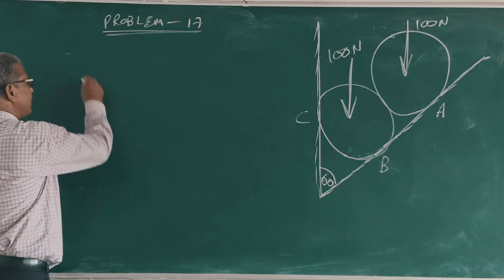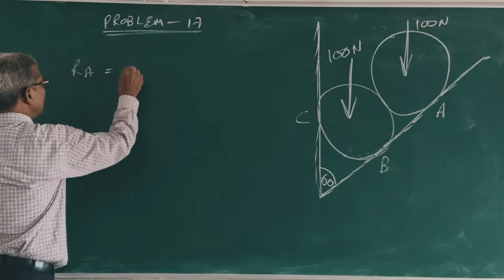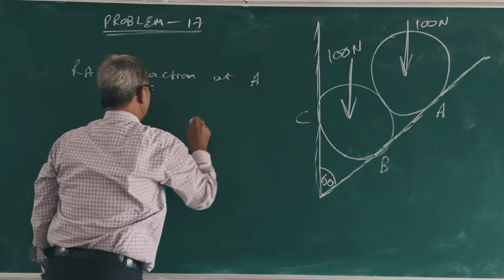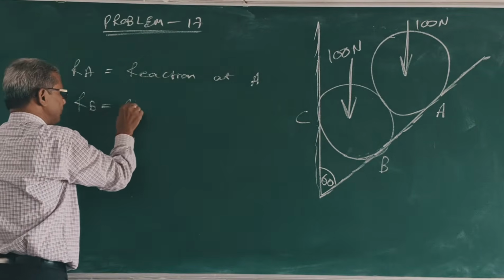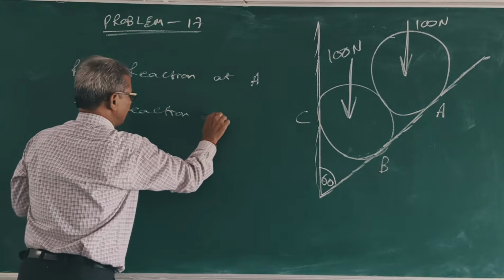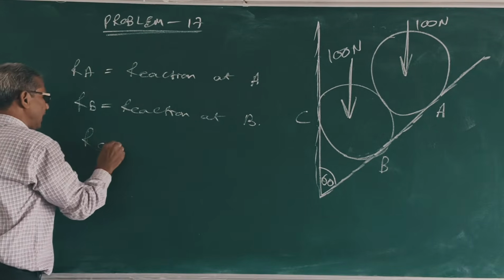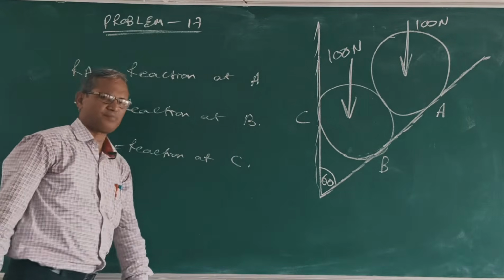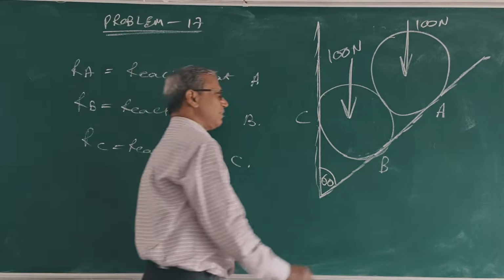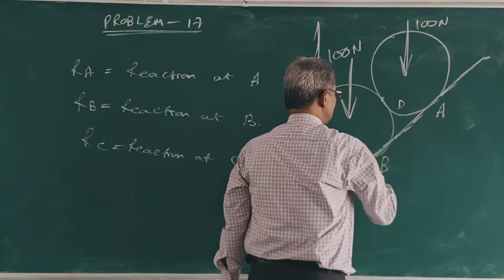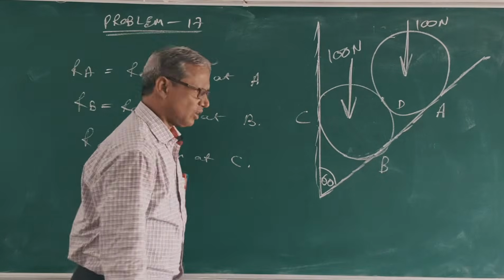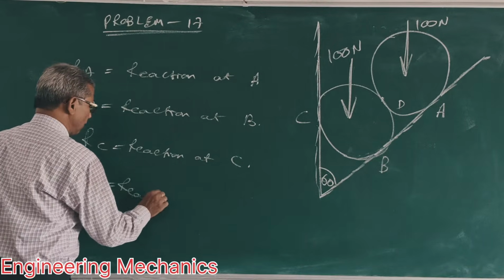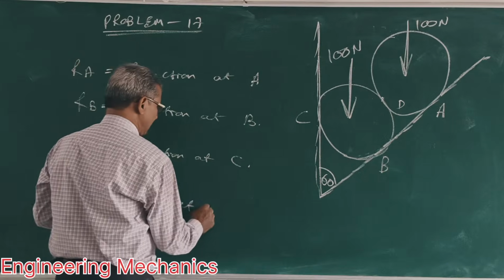Let RA be the reaction at A, RB the reaction at B, RC the reaction at C. Suppose this point is D. So there must be a reaction at D. RD is the reaction at D.